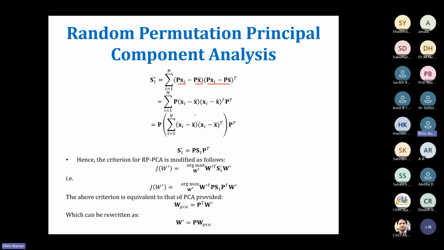At the end I get this matrix in between, which is the same as in PCA, pre and post multiplied by P and P transpose respectively, and I get this S1 dash. So using S1 only, I can get S1 dash if I know this matrix P. There is no need for transformation of the samples like that. This is the criterion for random permutation PCA, the same way we did earlier. Again we will be able to find WPCA. This W dash matrix for the random permutation PCA can be found using this expression: W dash is P multiplied by the WPCA that we had.